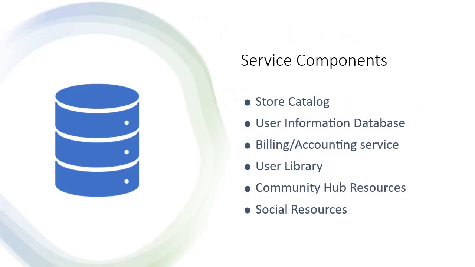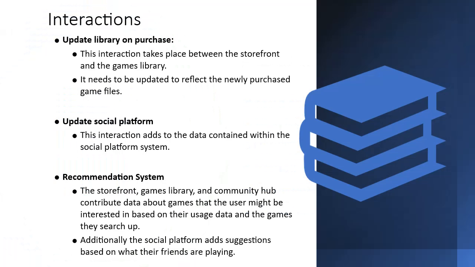The most important service components include the store catalog, user information database, billing/accounting service, user library, community hub resources, and social resources. Service components can be either atomic or composite, based on how complex the service is. Various applications and resources come together to form core system interactions, like update library on purchase. This interaction takes place between the storefront and the games library.